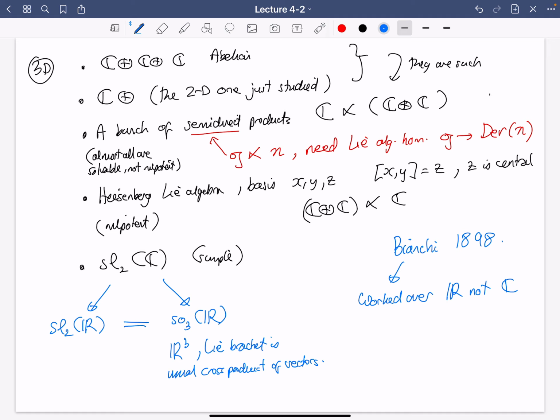Over the real numbers, these two are non-isomorphic, but when you extend scalars from R to C, these become isomorphic. So over the complex numbers, there's only one three-dimensional simple Lie algebra, and that's our SL2 of C.